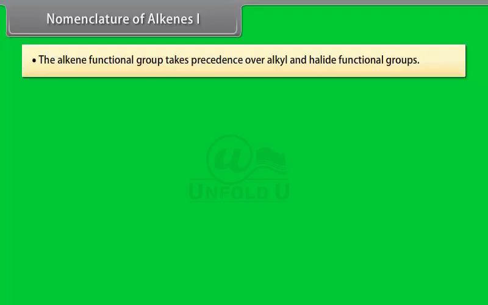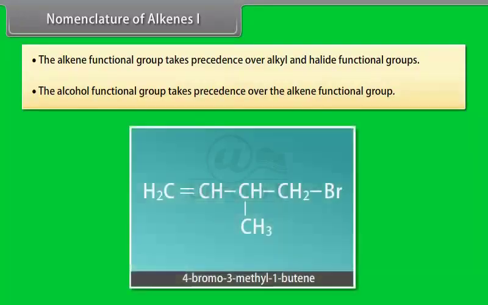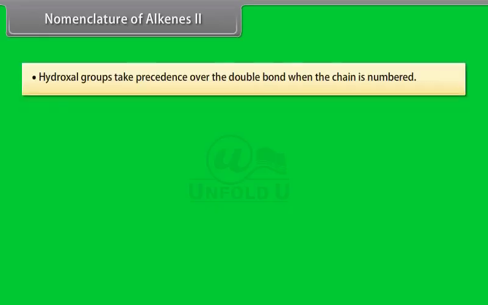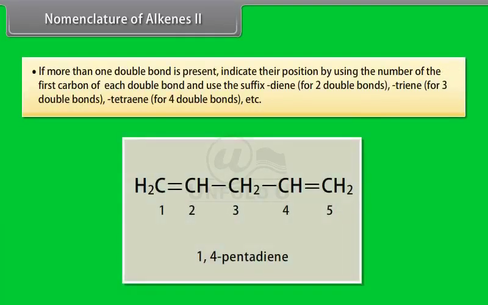Step 5. The alkene functional group takes precedence over alkyl and halide functional groups. Step 6. The alcohol functional group takes precedence over the alkene functional group. 4-bromo-3-methyl-1-butene. Nomenclature of alkenes. Part 2. Step 7. Hydroxyl groups take precedence over the double bond when the chain is numbered. This compound is 2-methyl-3-butene-1-ol.